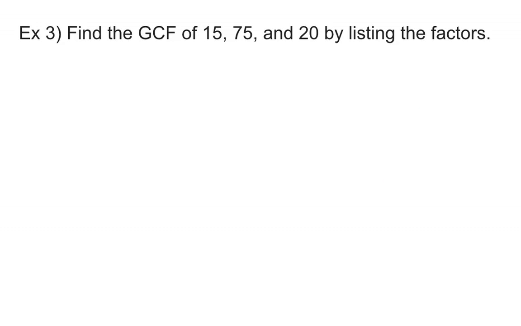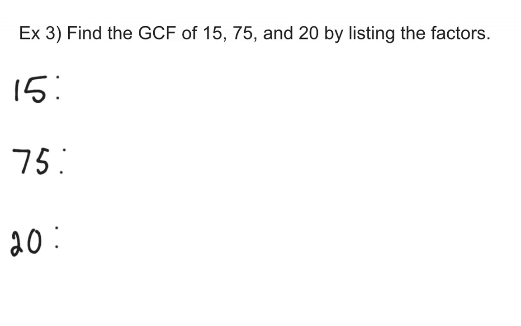Okay, example 3. Find the GCF of 15, 75, and 20 by listing the factors. So again, we're going to start by writing these down. 15, 75, and 20. Now, if you think you know how to do it with 3 numbers, go ahead and pause the video, give it a try on your own. If you're not quite sure, then you can go ahead and listen, because I'll keep talking. Basically, when you're doing 3 numbers, it's the exact same thing as anything else.